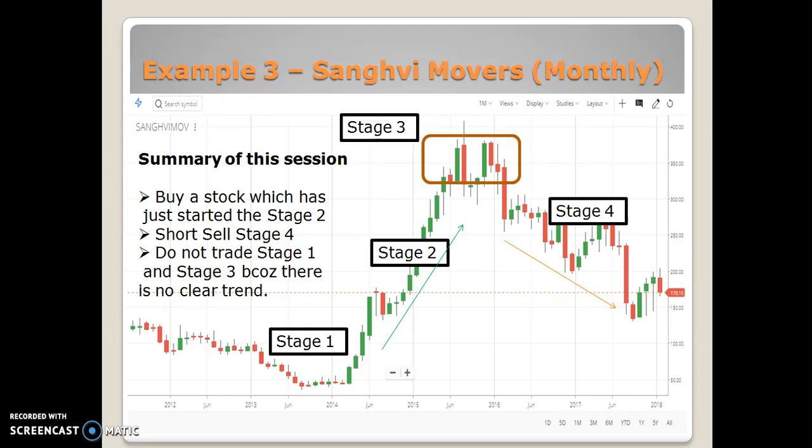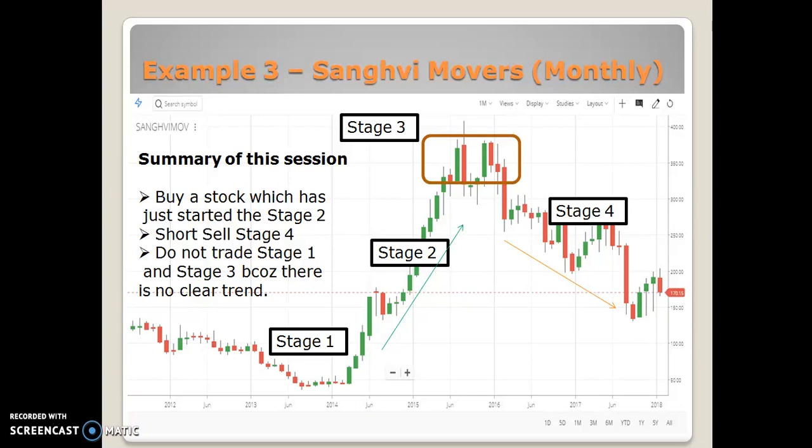Finally, a monthly chart. This is my stage 1 where I see Sanghvi Movers consolidating and finally breaking out, which gives me stage 2. Stage 3 is again consolidation, and finally again stage 4, selling happens.